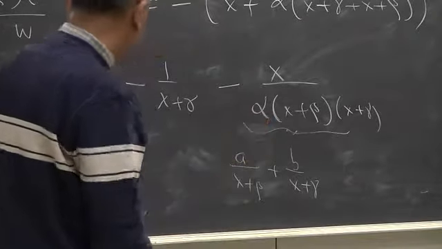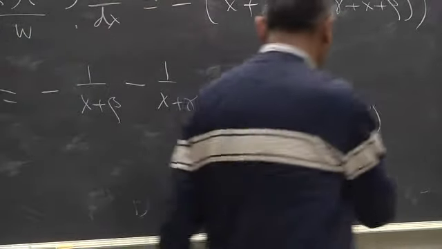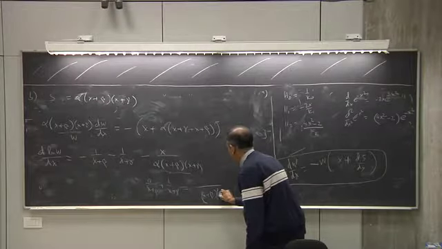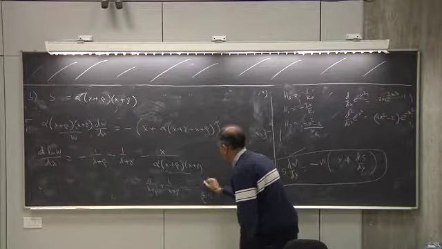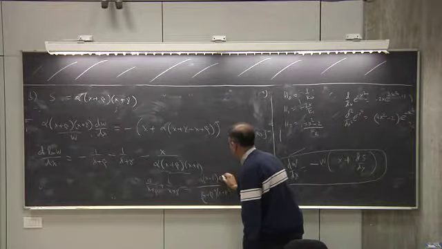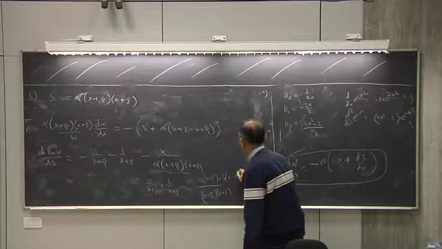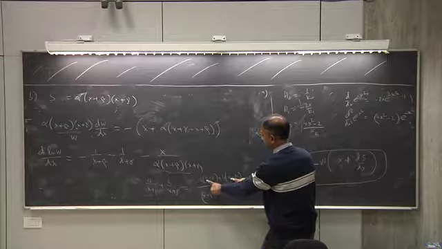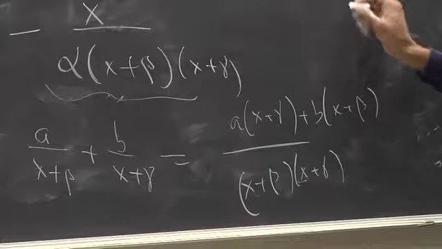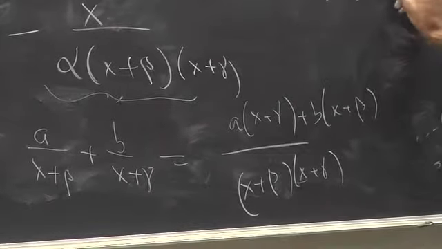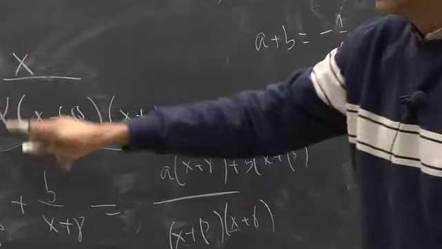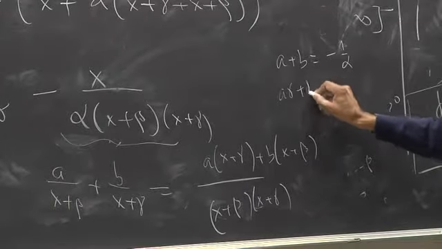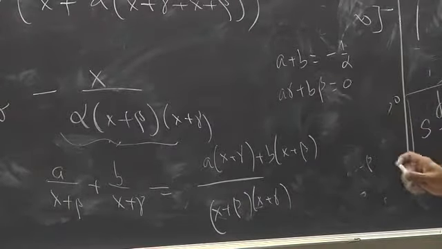So when you write it with a common factor, this is the same as x plus beta times x plus gamma times a(x plus gamma) plus b(x plus beta). And now you compare it with this. Look at the linear term in x. The coefficient is a plus b. So one condition is a plus b equal to minus 1 over alpha. And the other condition is a gamma plus b beta is 0. Right?